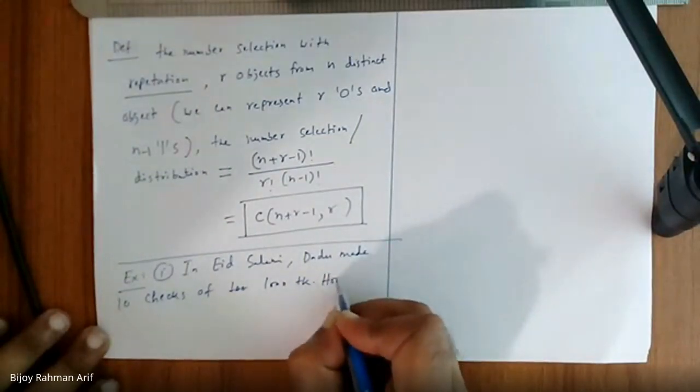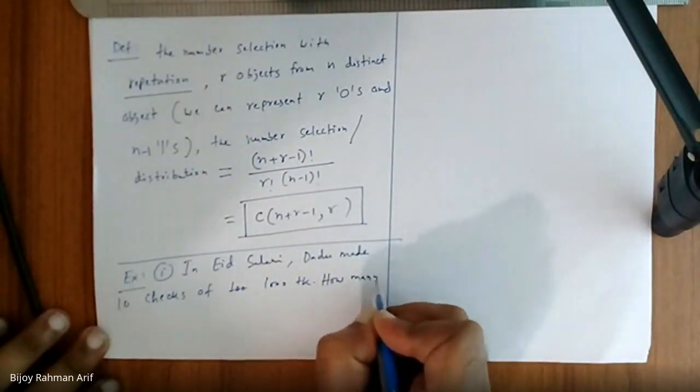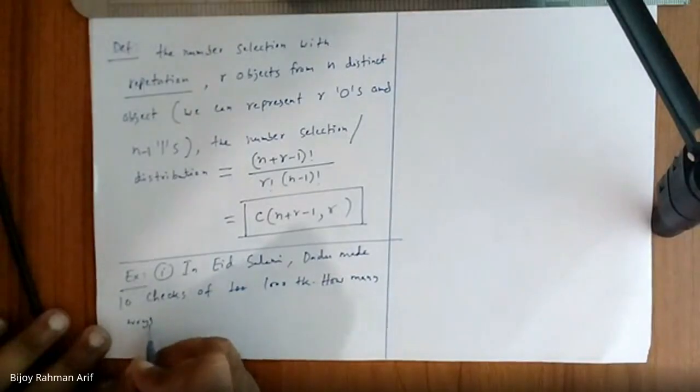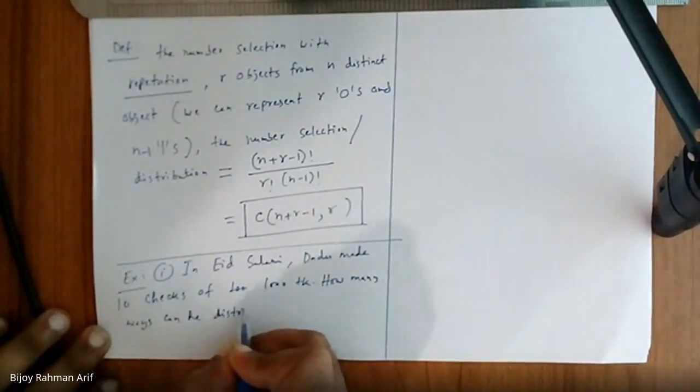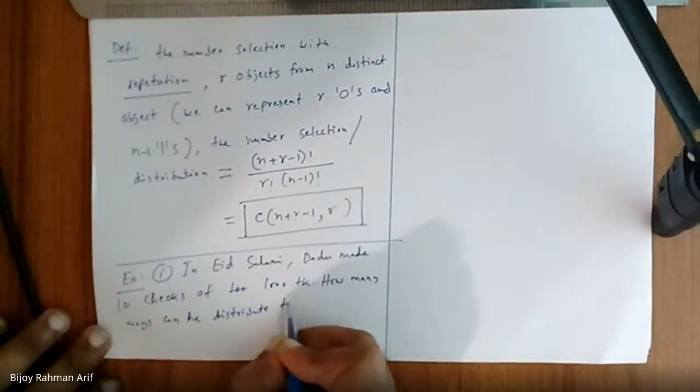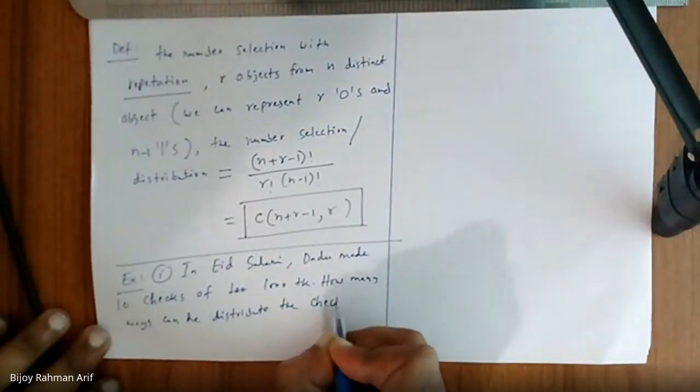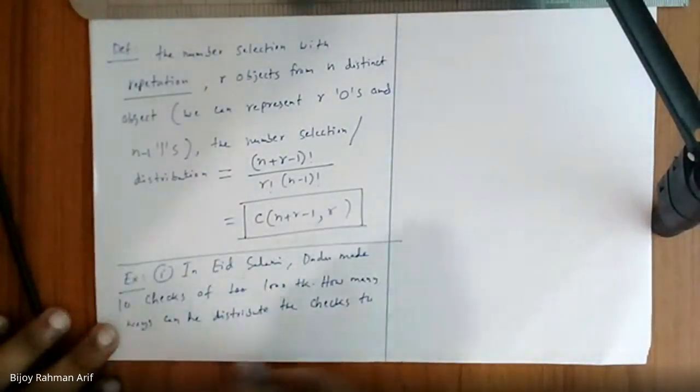How many ways can he distribute the checks to Inu Binu?